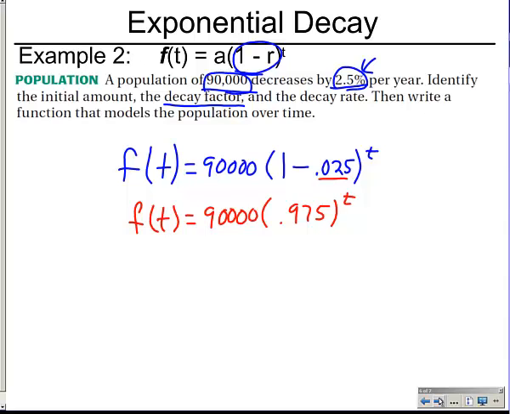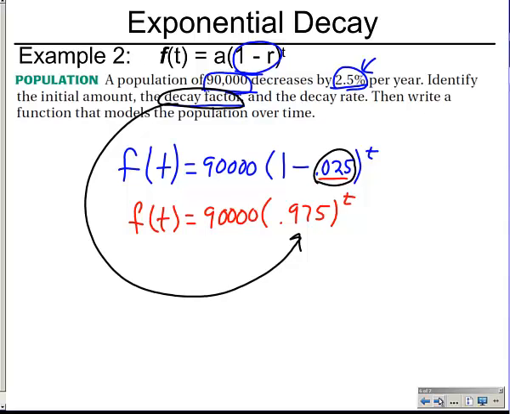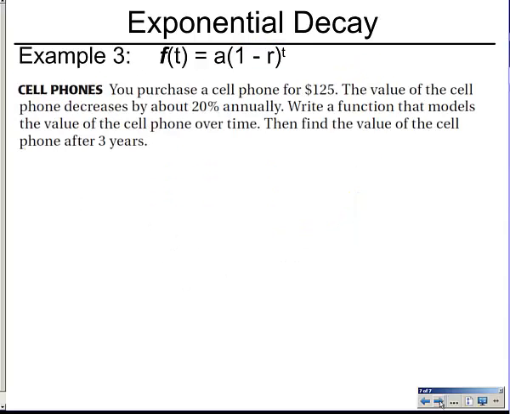So we talk about the decay factor. The decay factor is actually 0.975, even though the decay rate is 0.025. And that's all they wanted us to do, is come up with a function that would allow us to calculate the amount of population over a certain given time. Example 3, you purchase a cell phone for $125.